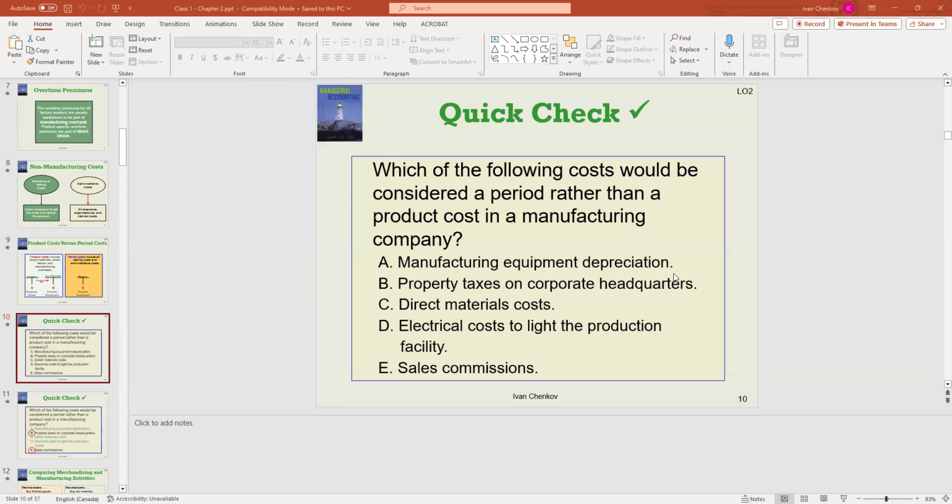So the manufacturing equipment depreciation will be what kind of product cost? What do you think? Conversion cost, definitely. It's a product cost, definitely. But what kind of conversion cost? Because we have two conversion costs: direct labor and manufacturing overhead. Which one of those will it be? What do you think?